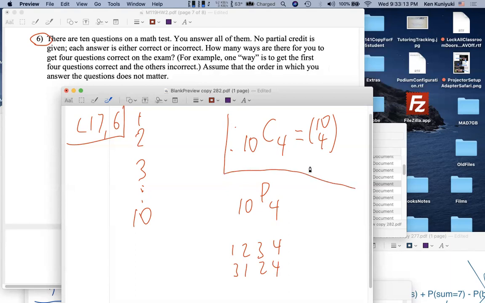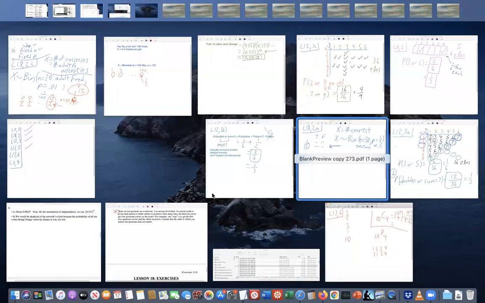I hope that you can use that button on your calculator, but the long way of doing it, remember, it's 10 factorial, because that's the total number of orders or permutations. But you don't care about the order of the correct questions, so you divide by 4 factorial, and you don't care about the order of the wrong questions, so you also divide by 6 factorial. Hopefully you can get this on your calculator, and then you'll get, what is it, 252? What is that number?